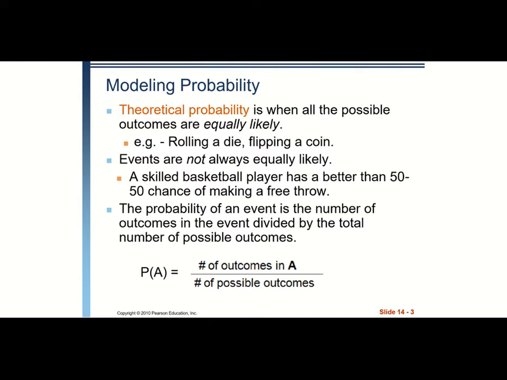Now, in most cases, probabilities are not equally likely. Let's take, for example, a person shooting basketball free throws. In pretty much every scenario, this person is not making and missing these free throws with equal probability. A skilled basketball player is making these free throws with a higher than 50-50 chance, and a poor basketball player is probably making less than 50% of the free throws. So events are not always equally likely, and we want to make sure not to assume that if it's not the case.